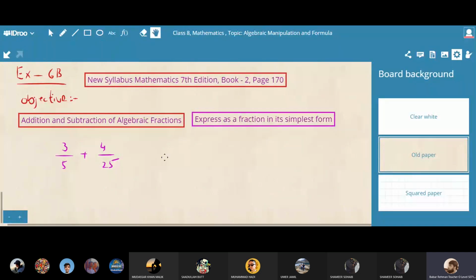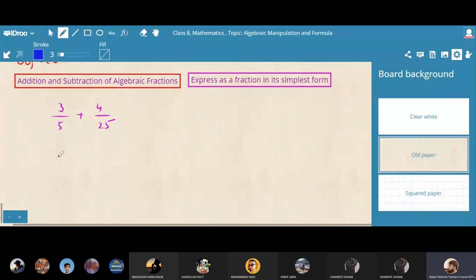So hope you remember what is the LCM of this. Yes, students, I'm just asking what is the LCM. 25. LCM is 25. Okay, I will make the new denominator the same, right? 5 times 5 is 25, and this will be 25. What should come here? 3 times 5 is 15.